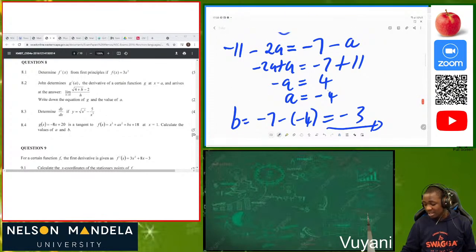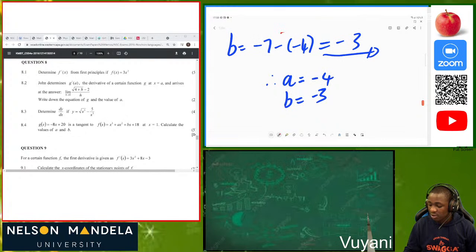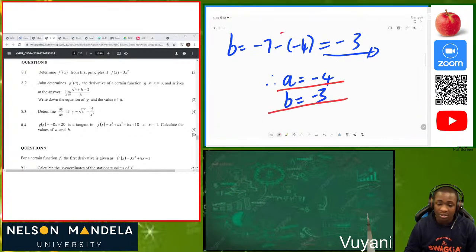Because negative 7 plus 11 is positive 4. Then you divide both sides by negative 1. Then you end up having negative 4. Then you substitute the value of negative 4 in the original equation, equation 3. Then you end up having negative 3. So then therefore we have A is equal to negative 4 and B is equal to negative 3.